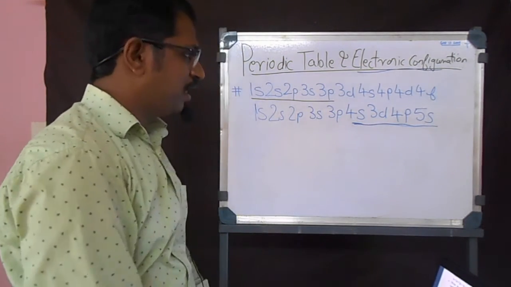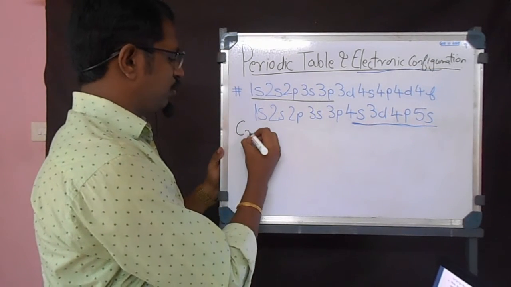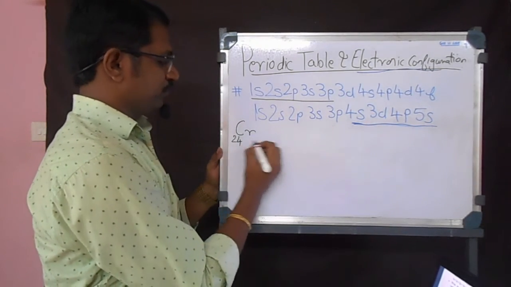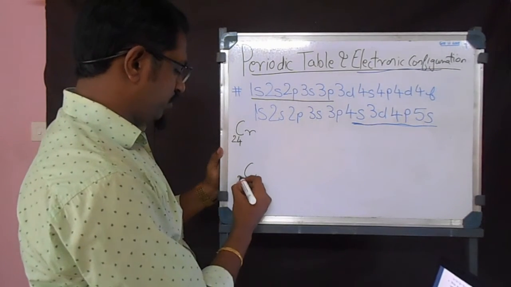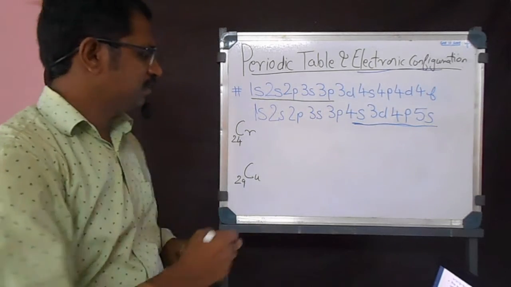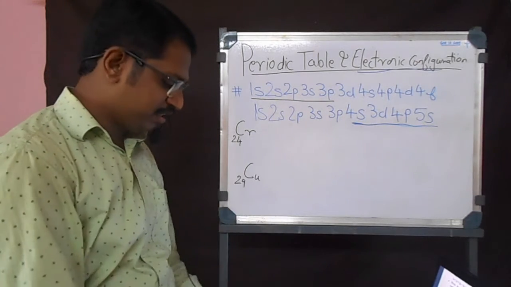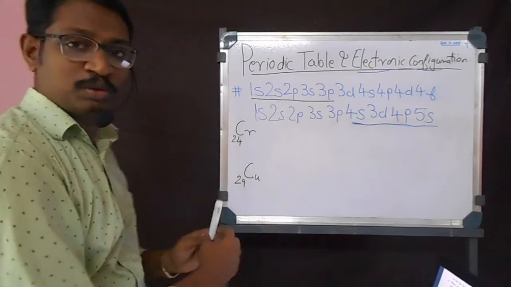So now we have to study two important elements. One is chromium, 24, and the other one we have to study is copper, 29. These are the two most important elements that will be studied. How does this affect these elements? So let's start writing the electronic configuration for these two.